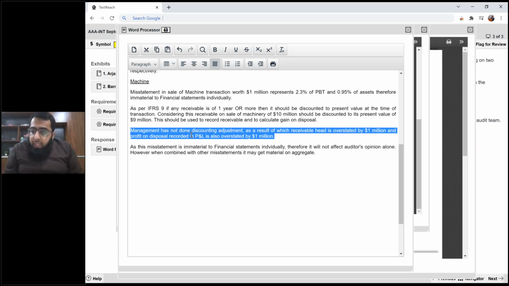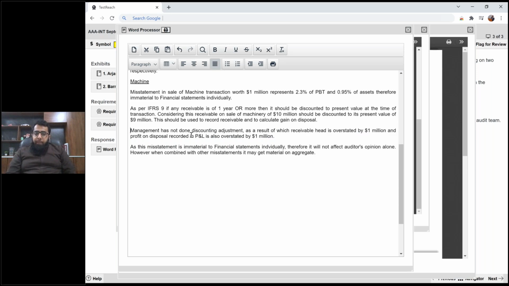Okay. If any item is not material with respect to PBT, but with respect to asset and vice versa, will it affect audit opinion? Yes. Anything which gets material according to any one of the thresholds. There are three thresholds: 5% of the PBT, 0.5% of the revenue, and 1% of the asset. If it gets material according to any one threshold, then it will affect the audit opinion.